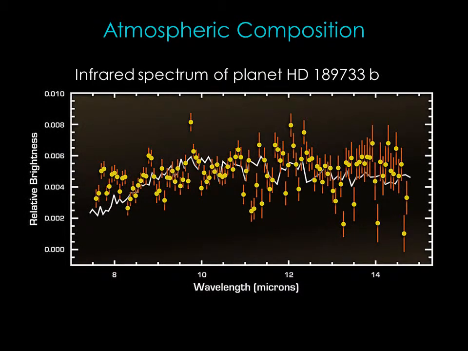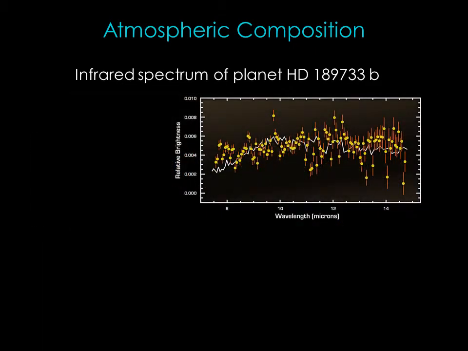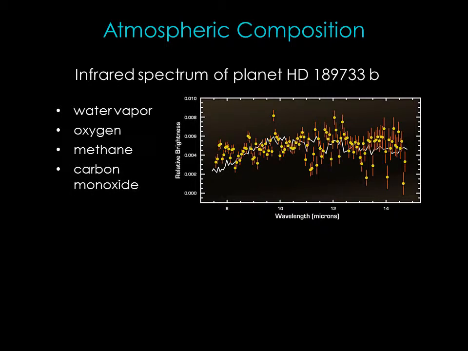This is the infrared spectrum of the planet HD 189733b taken by the Spitzer Space Telescope. It's useful to do spectroscopy in the infrared because that is where many interesting molecules, like those in greenhouse gases, have absorption lines. For HD 189733b, astronomers have solid evidence for significant amounts of water vapor in the planet's atmosphere. Follow-up observations made using the Hubble Space Telescope confirm the presence of water vapor, neutral oxygen, and methane. The Very Large Telescope has also found evidence of carbon monoxide.